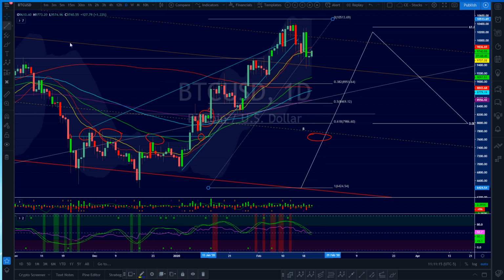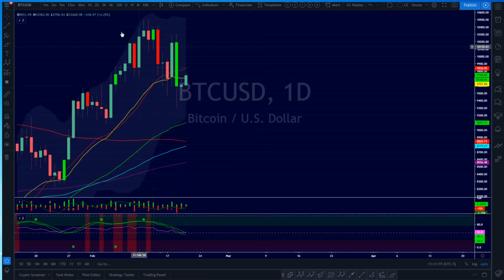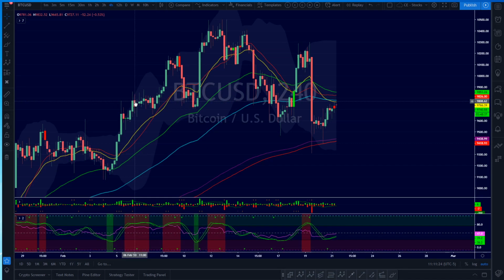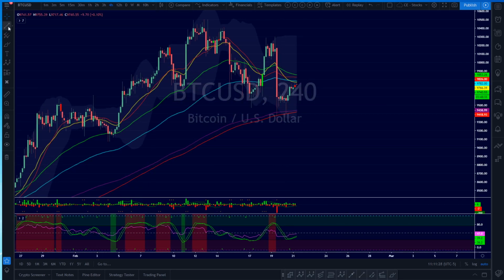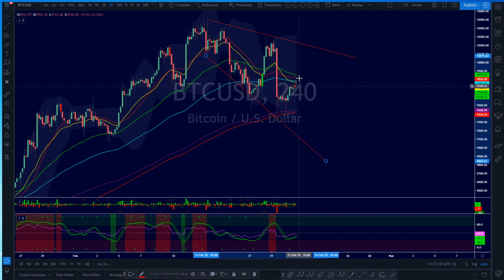This could be seen, I'm going to go ahead and blow this all away, as a little bit of an expanding wedge. So this is basically like an inverted triangle where we're creating this type of formation here. Just keep an eye out for this, where it is possible that over time we come back up here to maybe 10,150, and then we get rejected and come even lower.